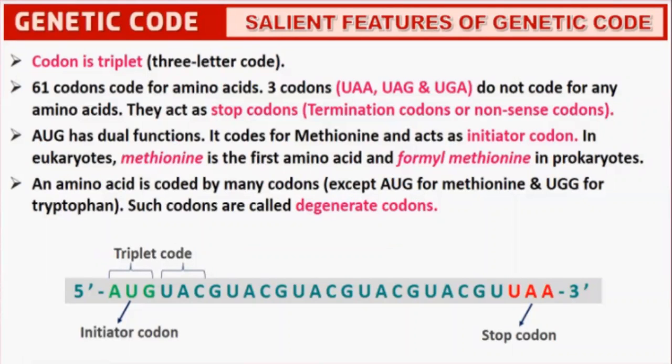A codon is a triplet, that is a three-letter code. 61 codons code for amino acids, and 3 codons, UAA, UAG, and UGA, do not code for any amino acid. They act as stop codons or termination codons or nonsense codons.